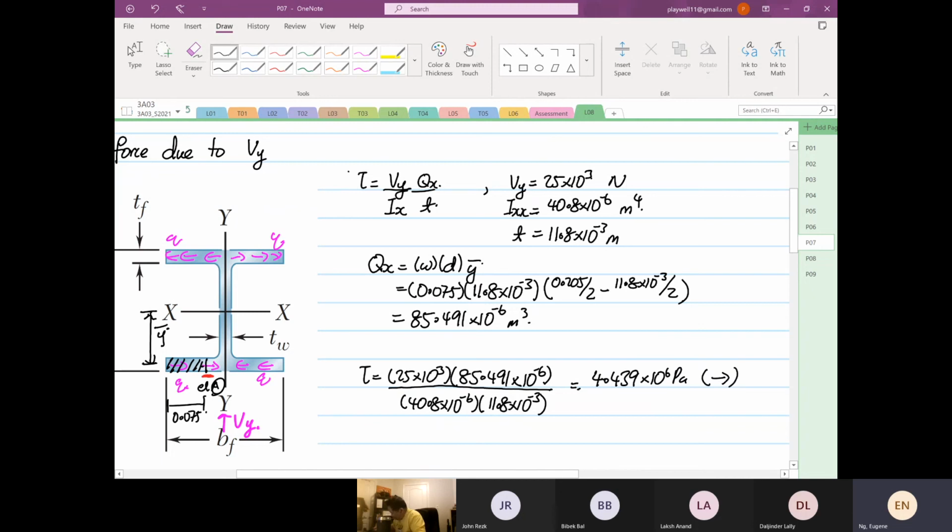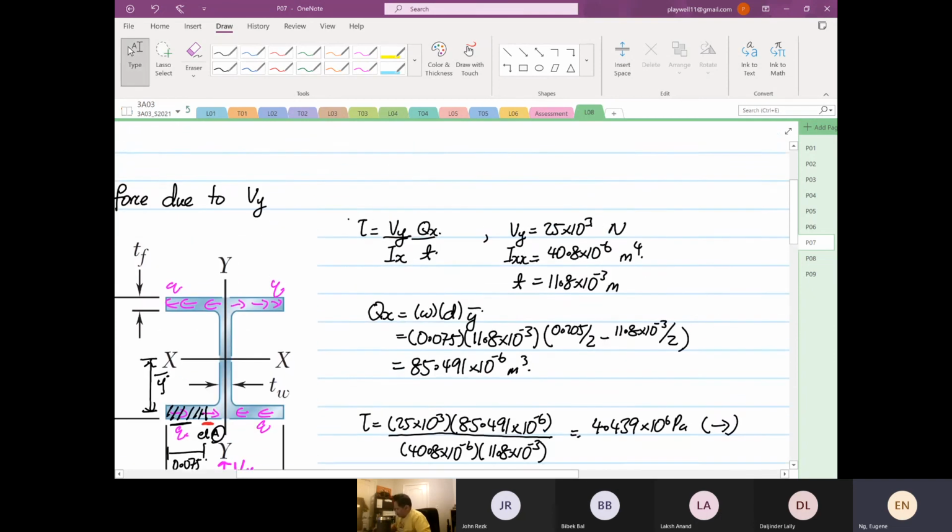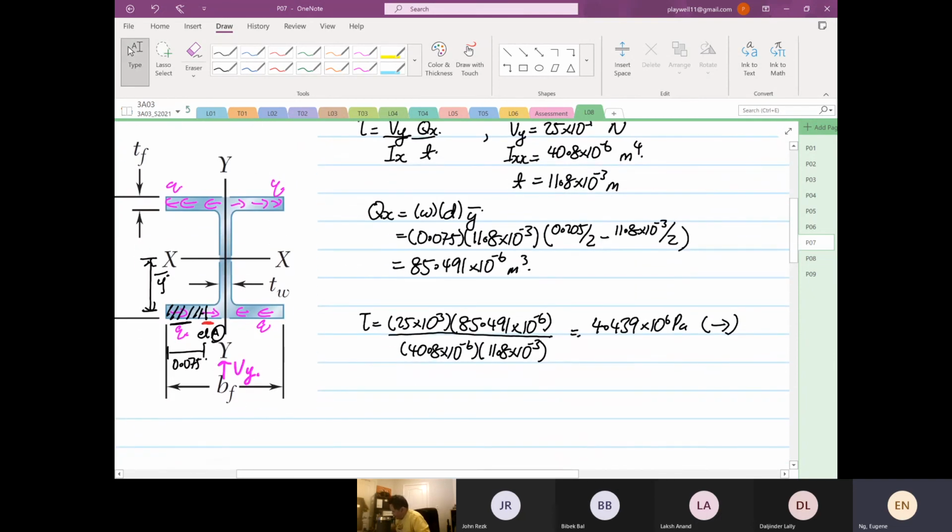And watch the arrow. The arrow is now going towards the right because of the Q. Yes or no? So 25 power 3, 85.491 power minus 6, divided by 40.8 power minus 6, divided by 11.8 power minus 3 is, yep. Okay. So now coming back to the element. You have two shear stresses in a contradicting direction, or opposing direction, right?